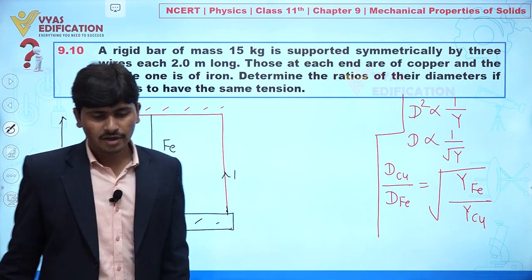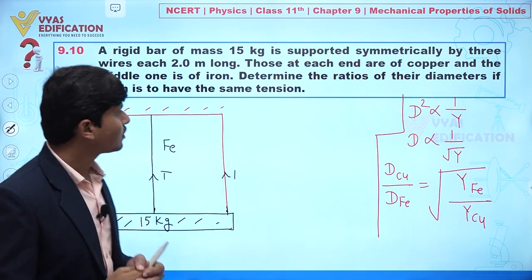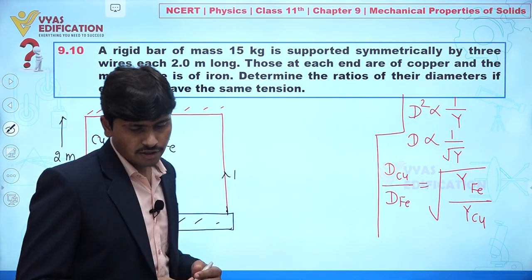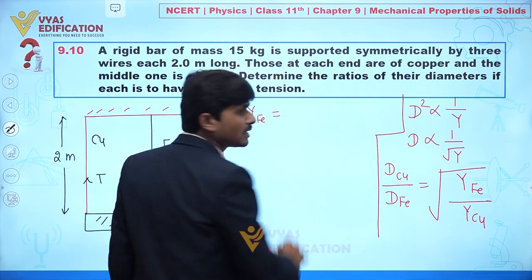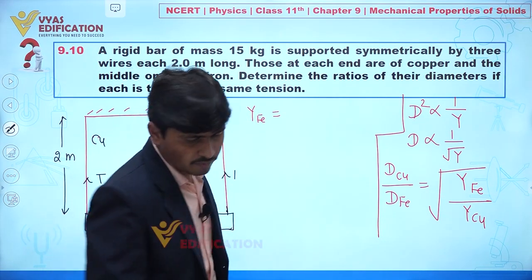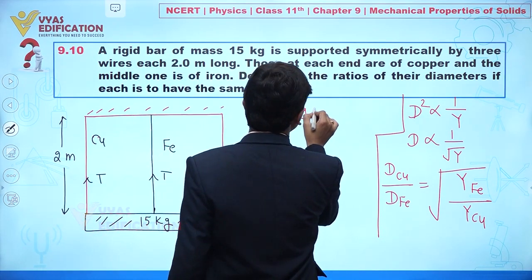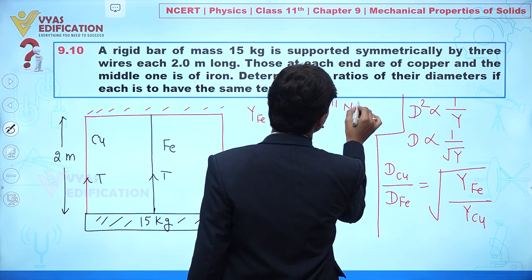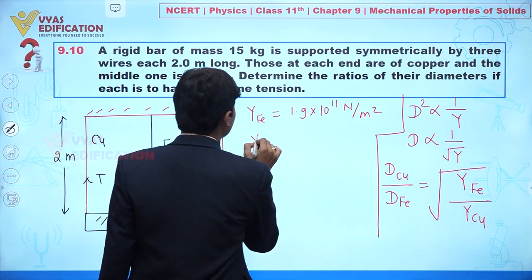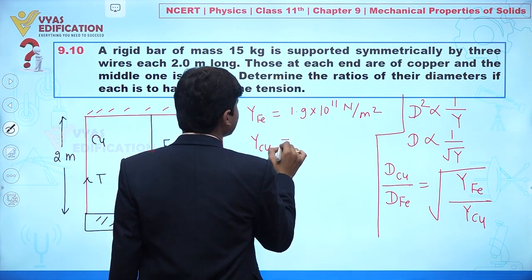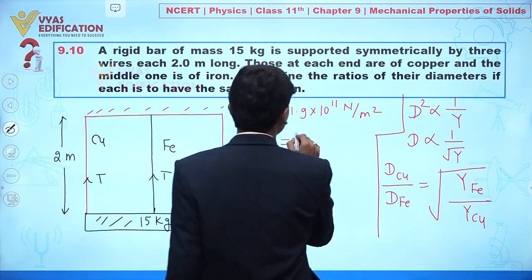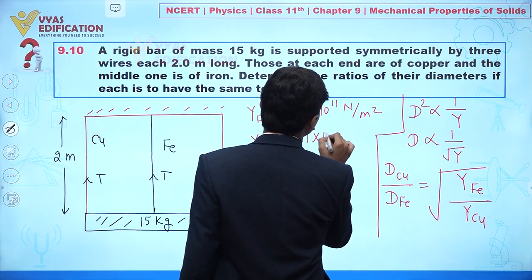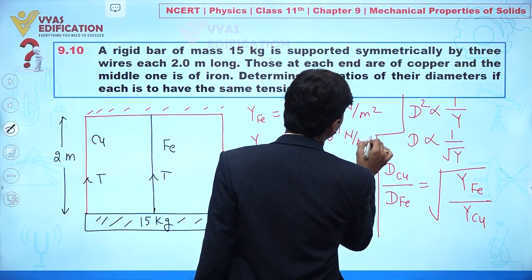Now listen carefully. Young's modulus for iron is given in a table in your book: 1.9 times 10 to the power 11 Newton per meter square. And Young's modulus for copper is 1.1 times 10 to the power 11 Newton per meter square.